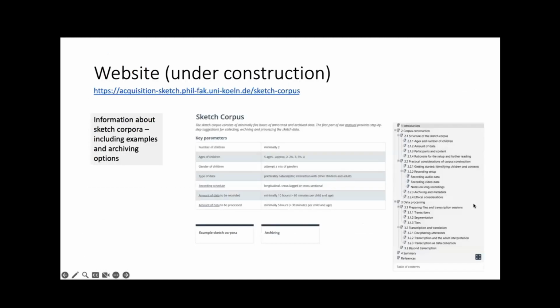Thank you. Okay, so just before we open it up to questions, we have a website for the project, and this is the URL for that. There, it's got information about sketch corpora, and it's got examples and archiving options. So here's just a screenshot of what you can see at the website itself. So please go there, and if you're in the middle or about to write your sketch.